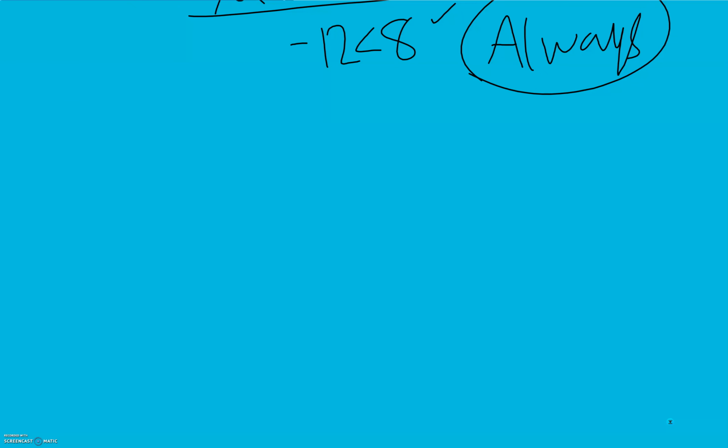Again, always true if our statement is true at the end. Never true if our statement is false at the end. And sometimes true if there's some values we could plug in for our variable, because our variable is still there, that would make it true, and some that we could plug in that would make it false.